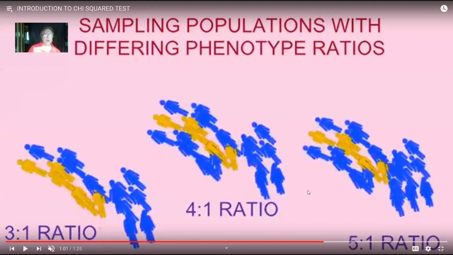And so therefore, we are then going to look at the difference between, if I count 100 flies, I expected 75 of them to turn out with a dominant trait and 25 with the recessive trait. Here's what I observed. I observed 70 and 30 instead. Now, I'm not always going to get the perfect 75 and 25.